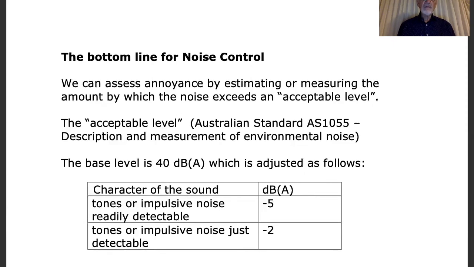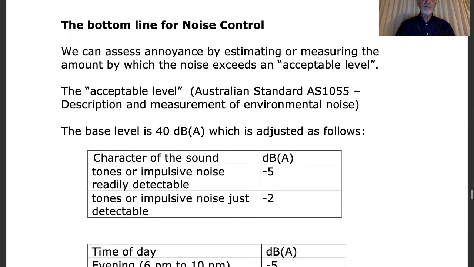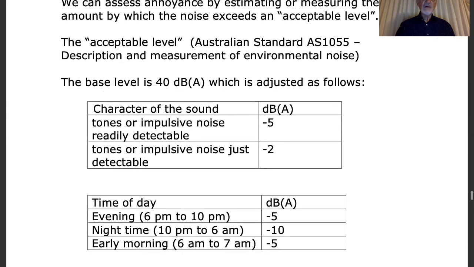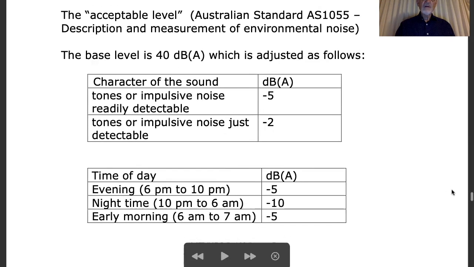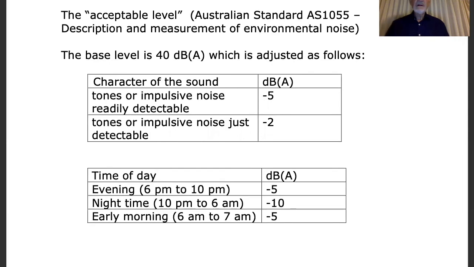You adjust that by the character of the sound permitted. So the base level, if there are tones or impulsive noise really readily detectable, would be reduced by 5, and tones and so on, just detectable. And there are other adjustments due to the time of day, evening, -5, nighttime, -10, and so on. So you start off with 40 decibels as a base level, but if you had impulsive noises, that goes to 35, and if it was during the nighttime, it goes down to 25.